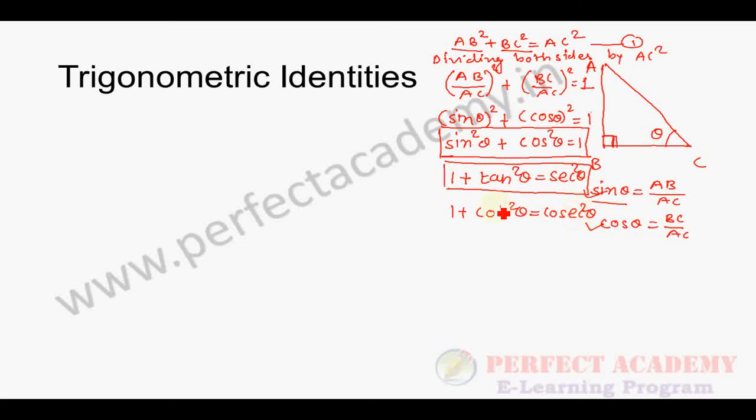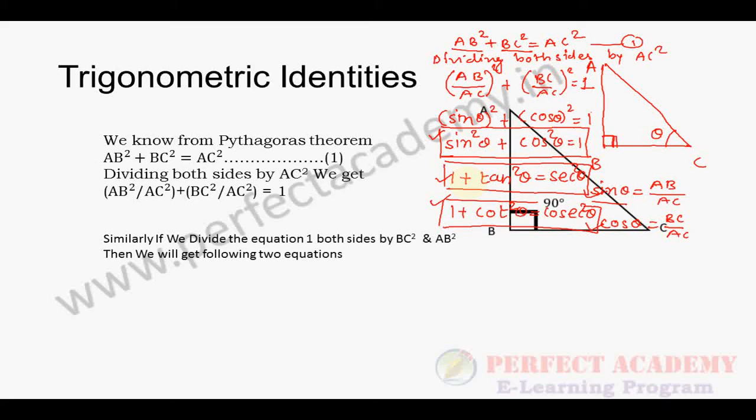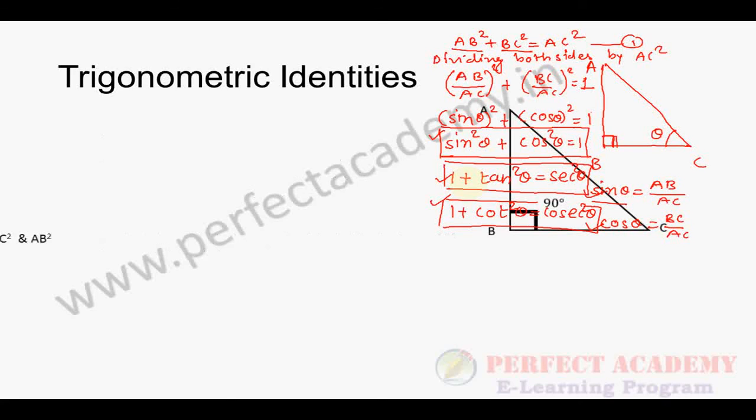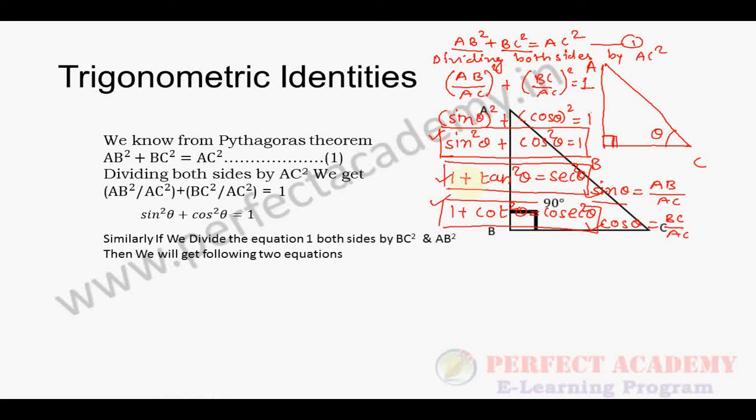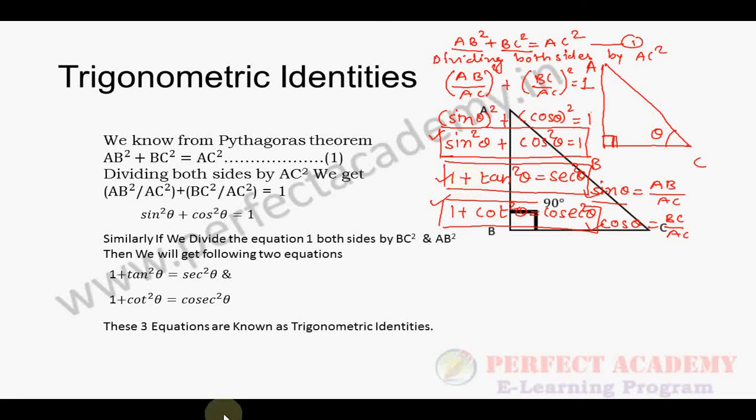You can also try it by using this Pythagoras theorem, dividing alternatively by AC square first, then you will get this; by using AB square and BC square you will get these two. They are calculated here. We know from Pythagoras theorem AB square plus BC square is equal to AC square. Dividing both sides by AC square we will get the following thing, and then we will get the first trigonometric identity. Similarly, by dividing by BC square and AB square, we will get 1 plus tan square theta is equal to sec square theta, and 1 plus cot square theta is equal to cosec square theta.